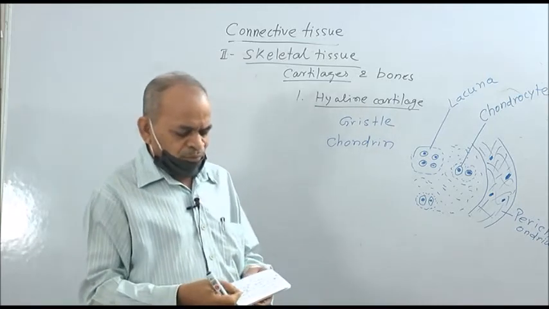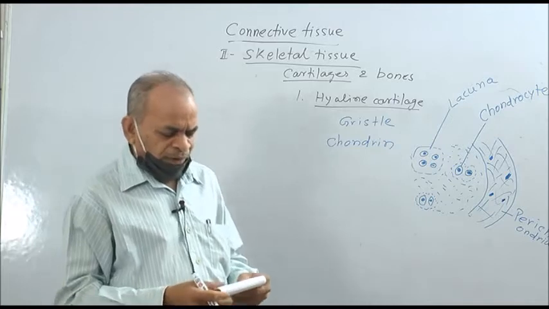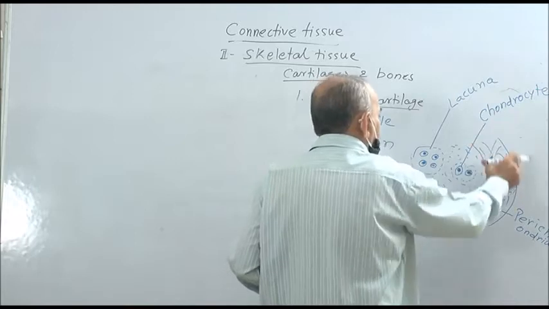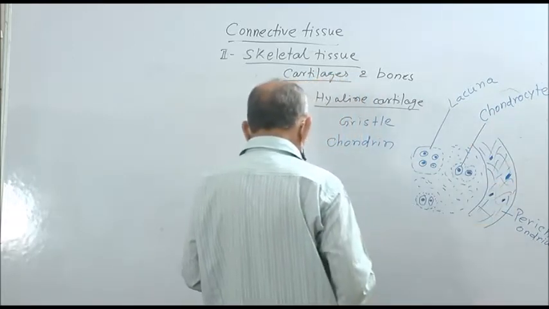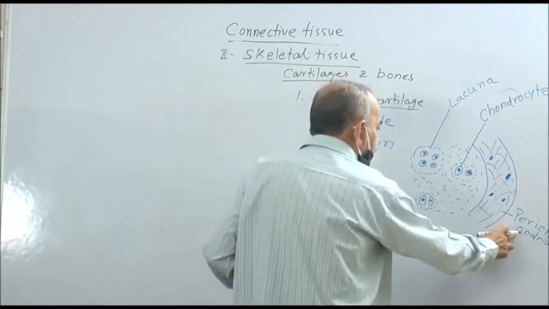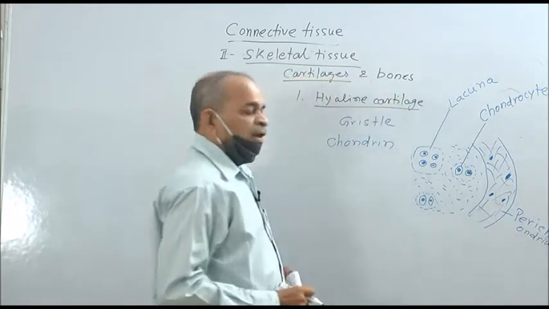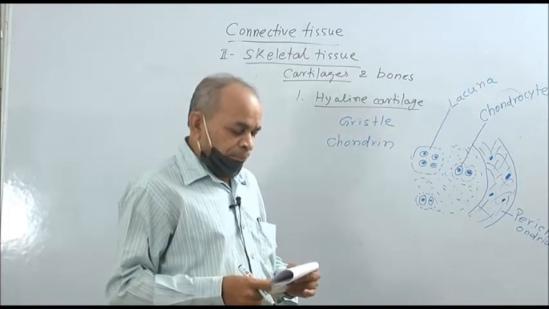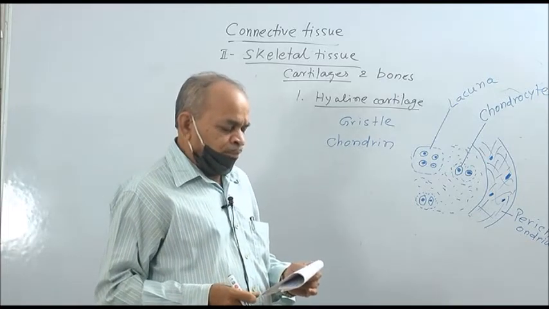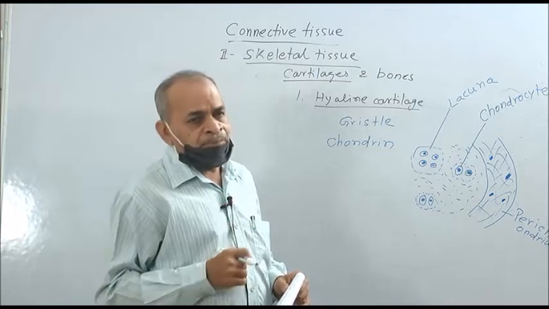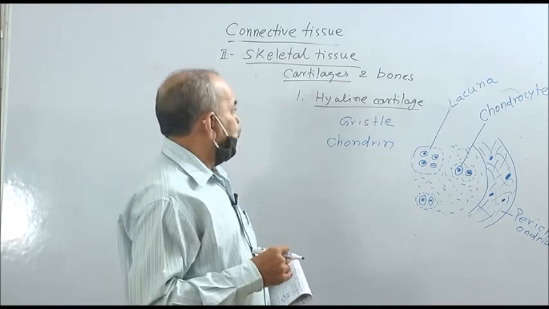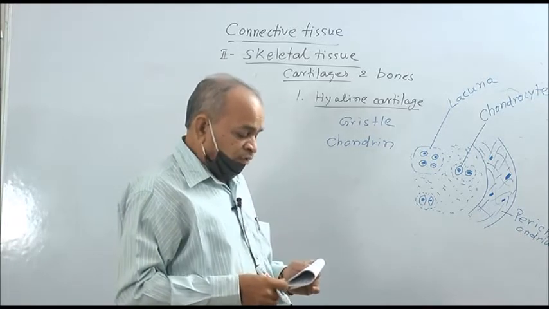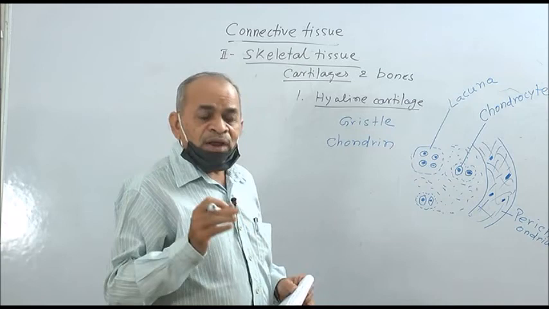The cartilage is covered by a tough fibrous membrane called perichondrium. Perichondrium means around the cartilage. This cartilage is highly elastic, so hyaline cartilage is highly elastic and resistant to crushing.